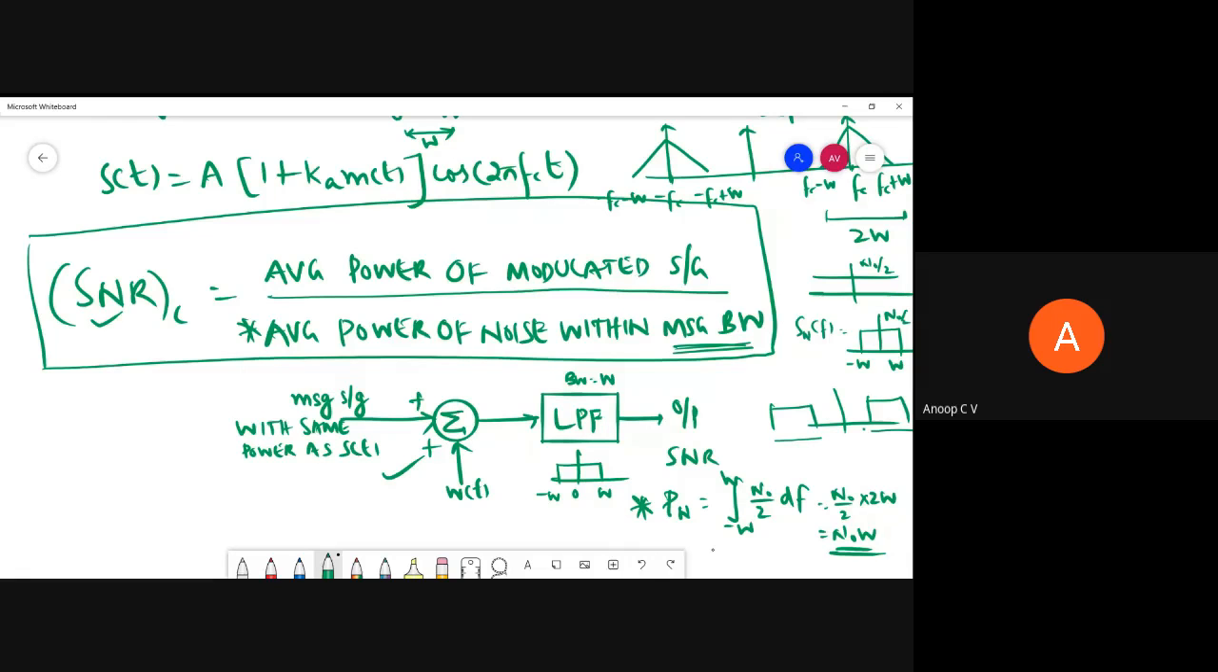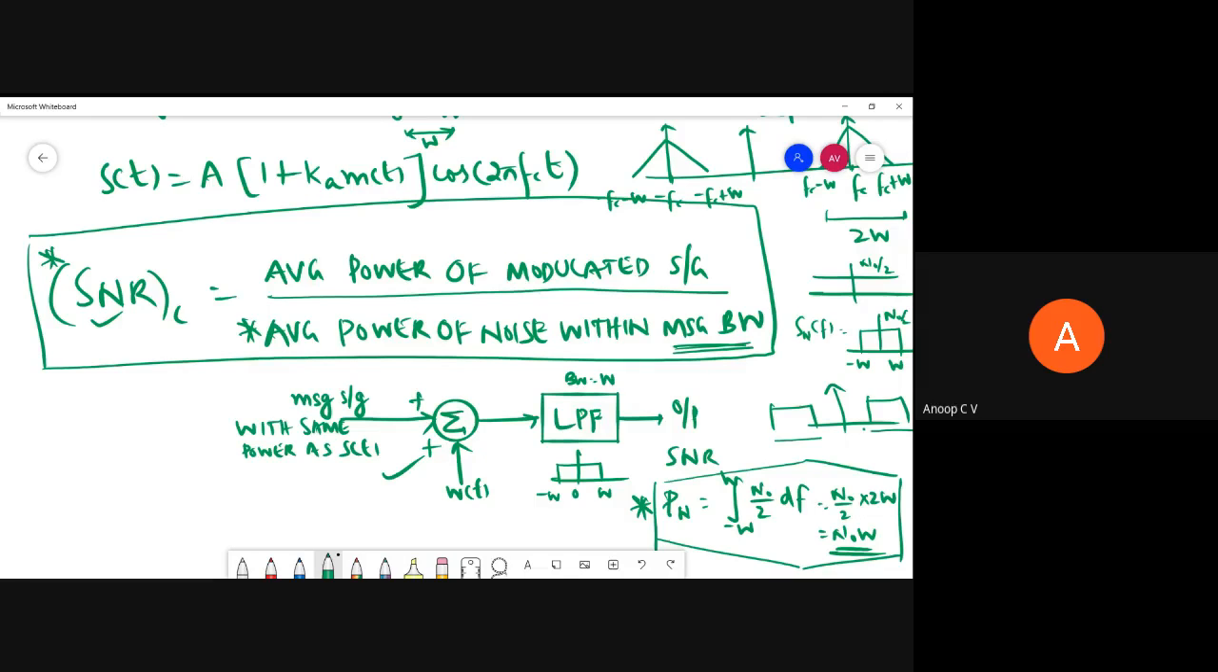So it will be 4W times n0 by 2, right? I'll discuss that here. But this aspect, please do keep in mind. Some of you have asked why it is only n0W, not n02W. That is because of this definition. This is how it is defined.